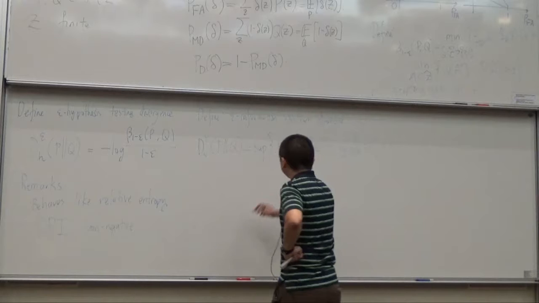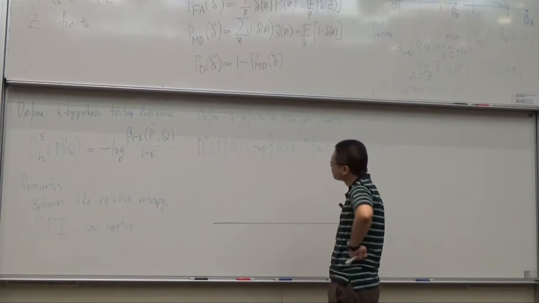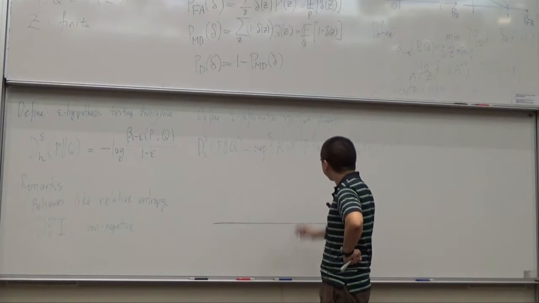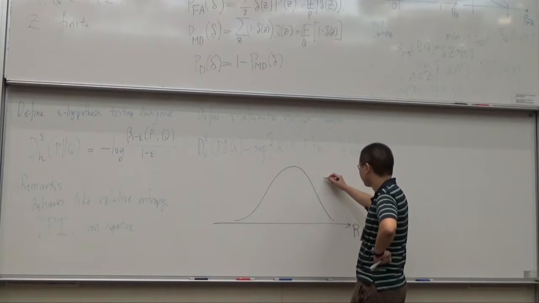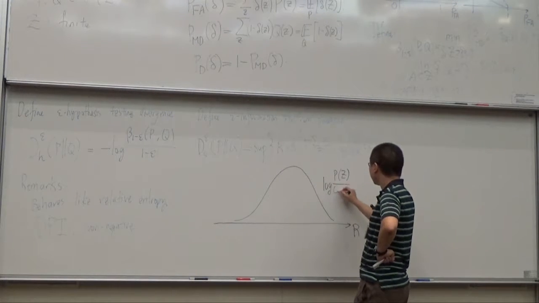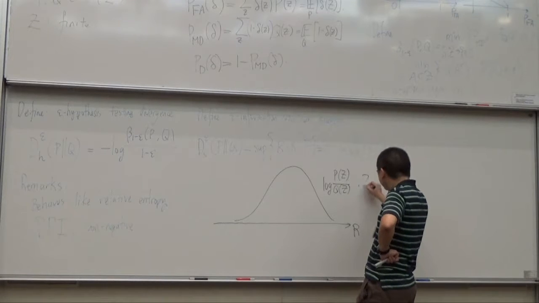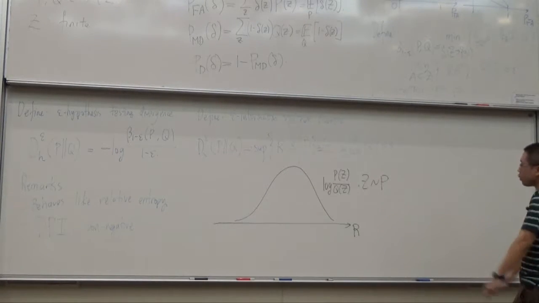Okay, so let us try to do a simple plot. Here is R, and here is the distribution, or rather density, if it exists, of log P of Z over Q of Z, where capital Z is distributed as P, as this expression suggests.